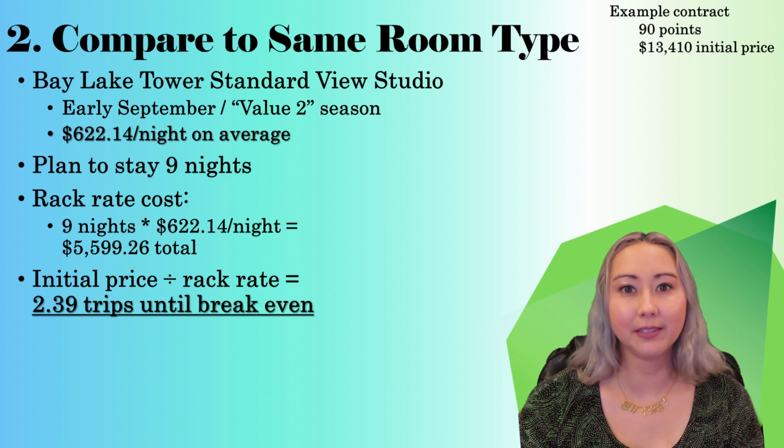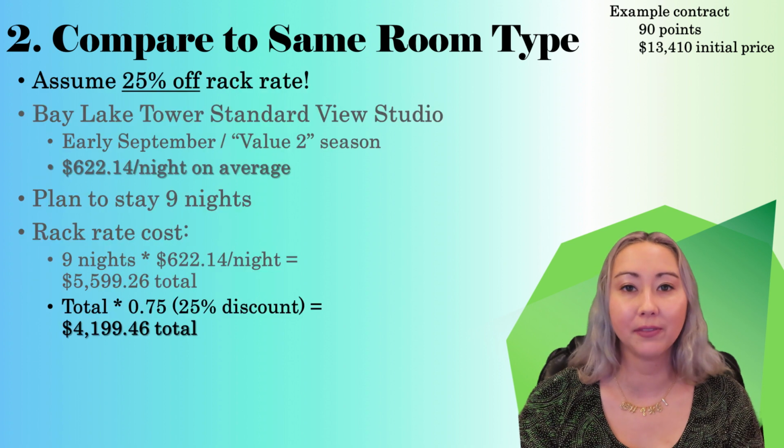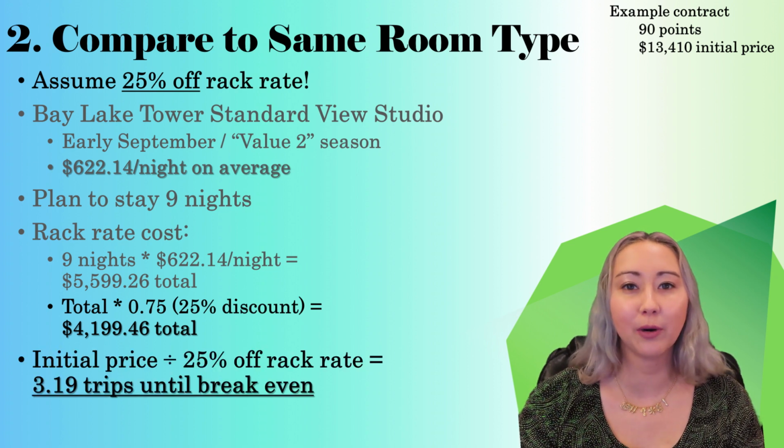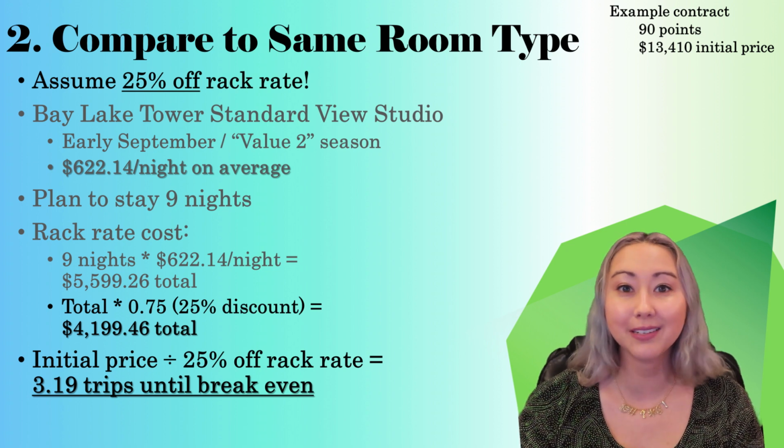There are often various discounts available. Let's take a look at a 25% discount off that rack rate. We're going to use the exact same math and tools, but just take a 25% discount off that 9-night total. This would cost about $4,200 instead of nearly $5,600. Dividing this discounted total into our initial purchase price now gives us a break-even point of around 3.2 trips. Naturally, since this cash rate is cheaper than before, it's going to take us longer to break even. But honestly, 3.2 trips is still a relatively small amount.